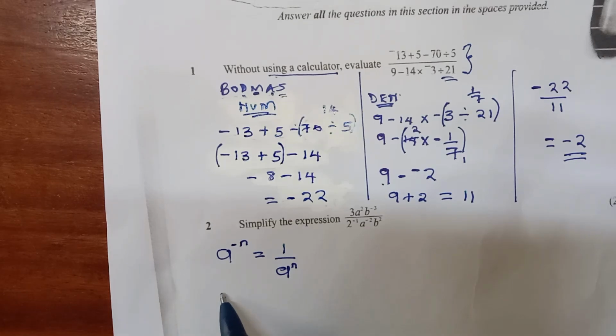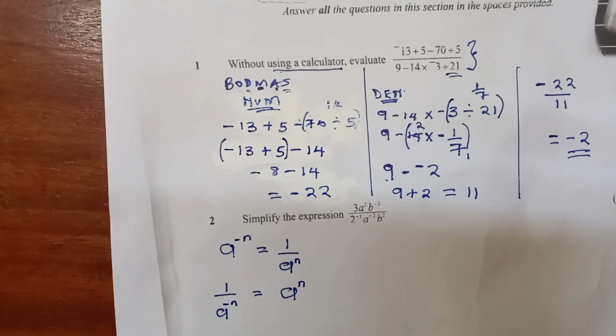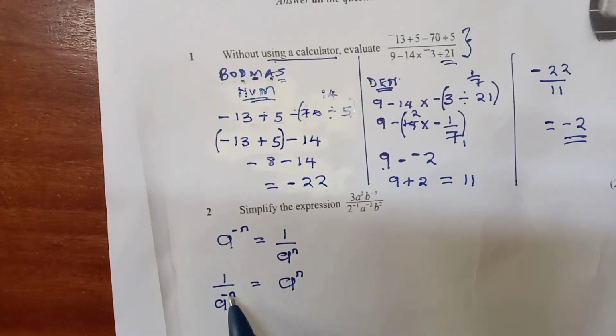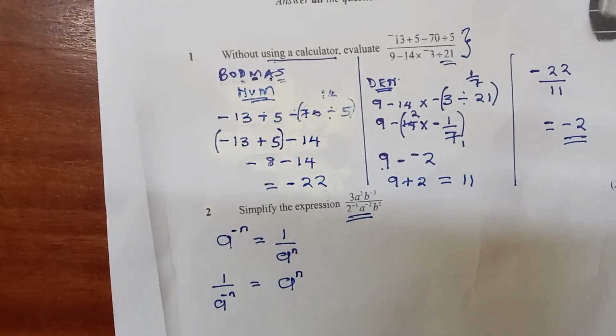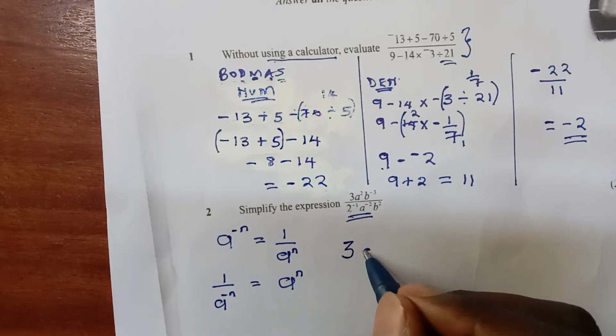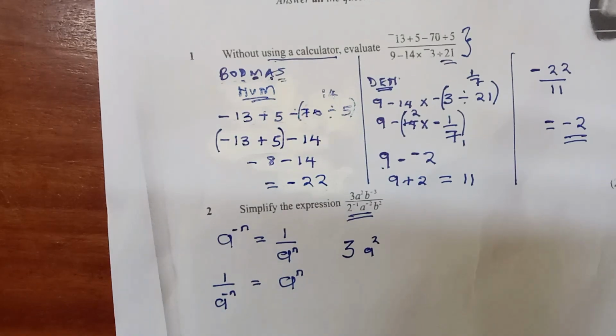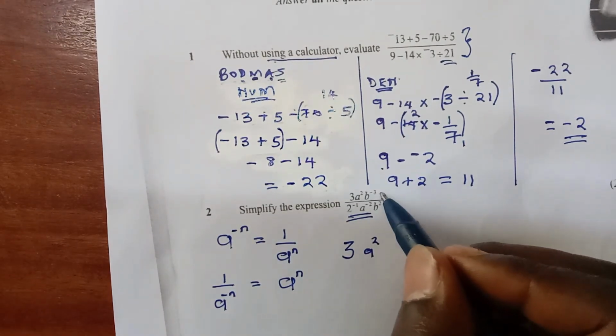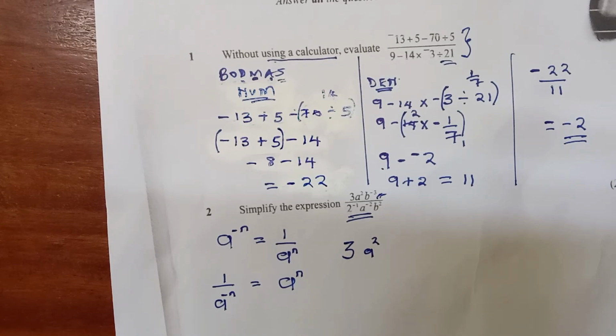When you are given 1 over a raised to the power of negative n, this is the same as a raised to the power of n. That is just what the candidate is supposed to recall, and these will help us to simplify this expression. On the numerator we will have 3a raised to the power of 2. Since b is raised to the power of negative 3, it will go to the denominator to remove the negative.